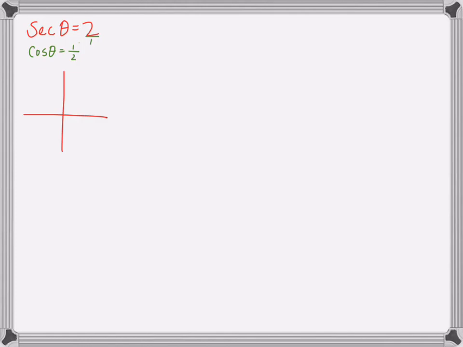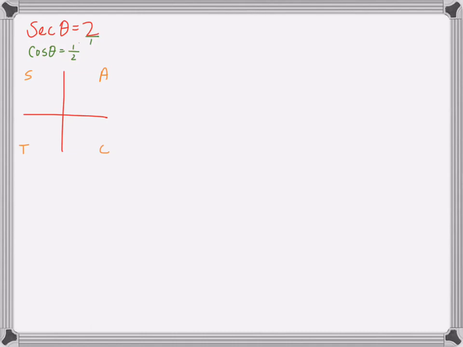Alright, so if it's positive, again I like writing C-A-S-T, or All Students Take Calculus, whatever device you want to use there. A stands for everything's positive in quadrant 1. S is for sine, meaning sine is positive in quadrant 2. T is tangent, and tangent is positive in quadrant 3. And C is cosine, and cosine is positive in quadrant 4.